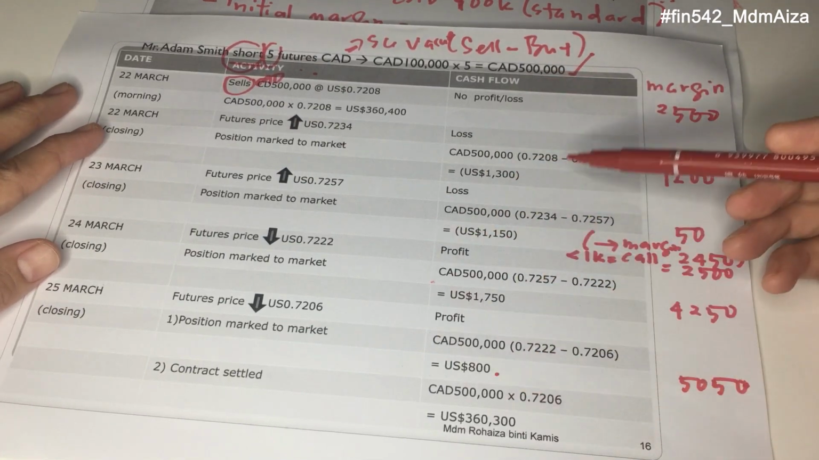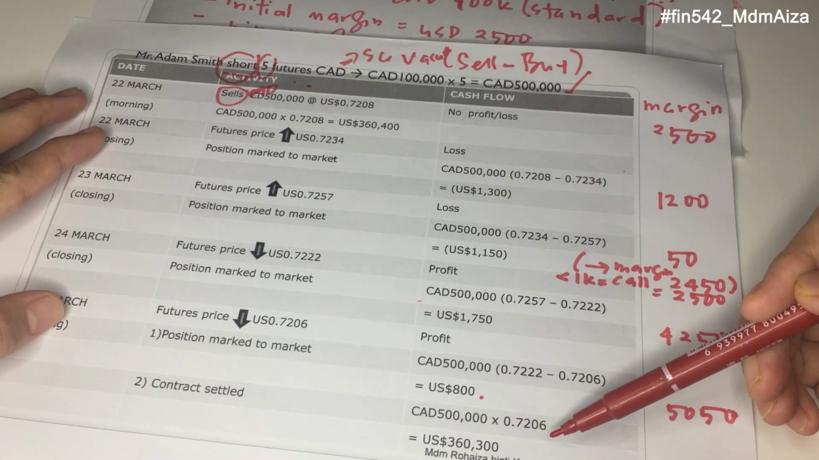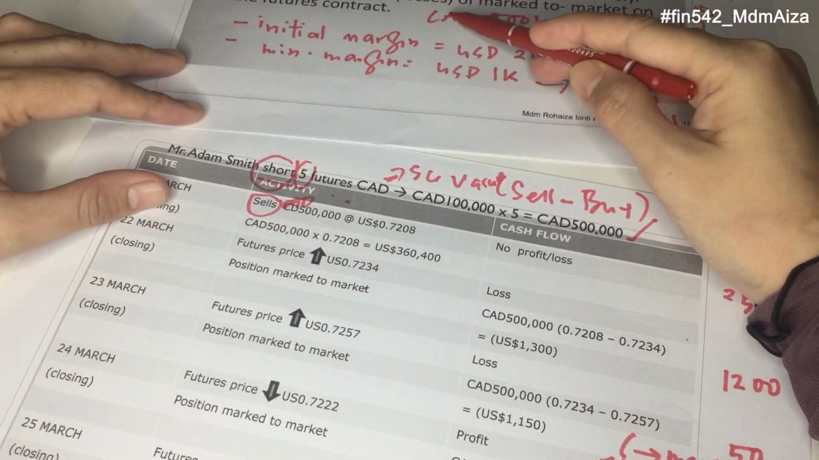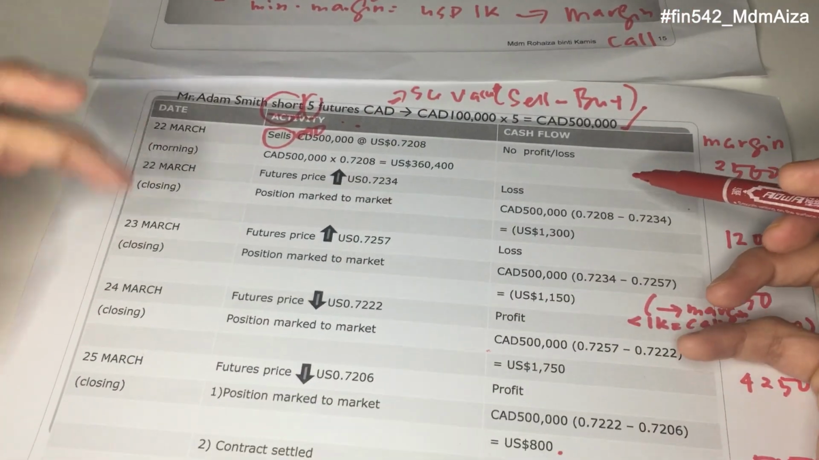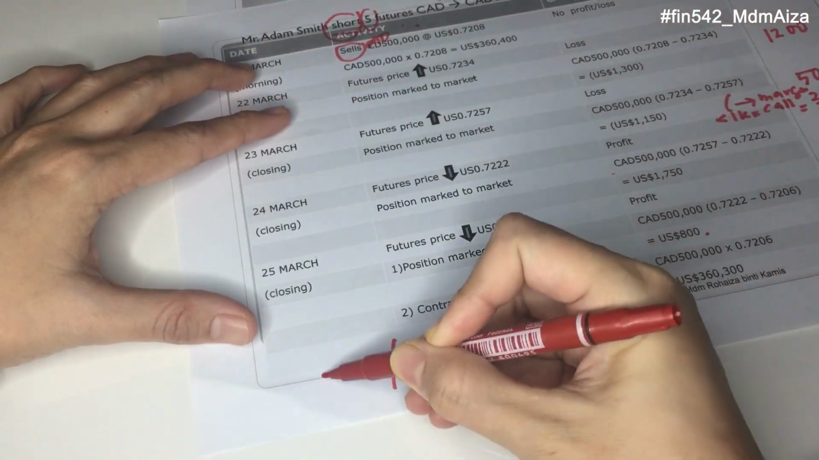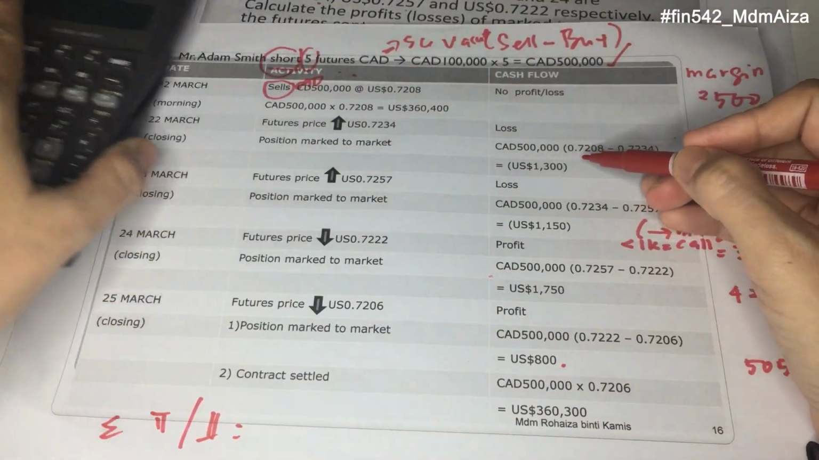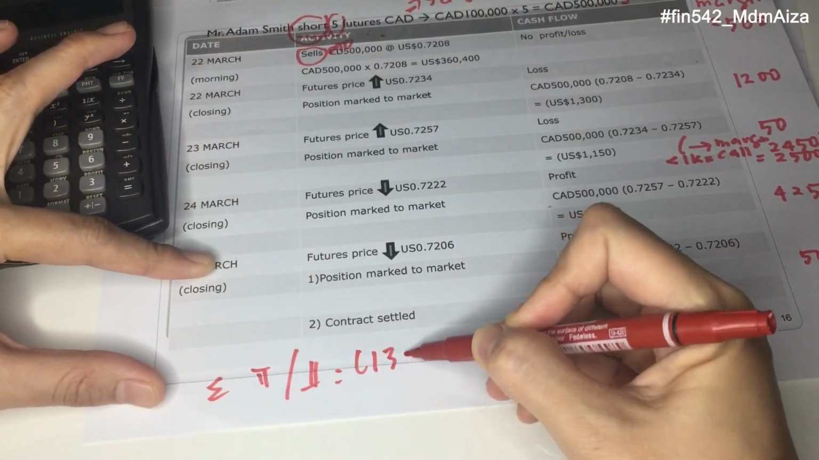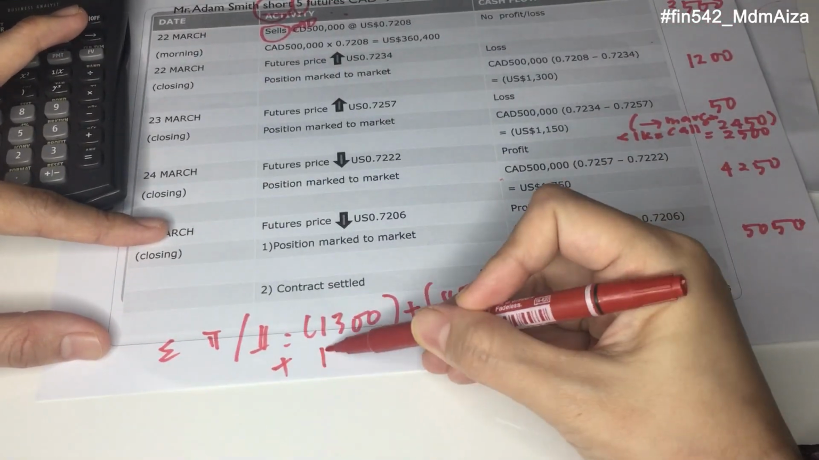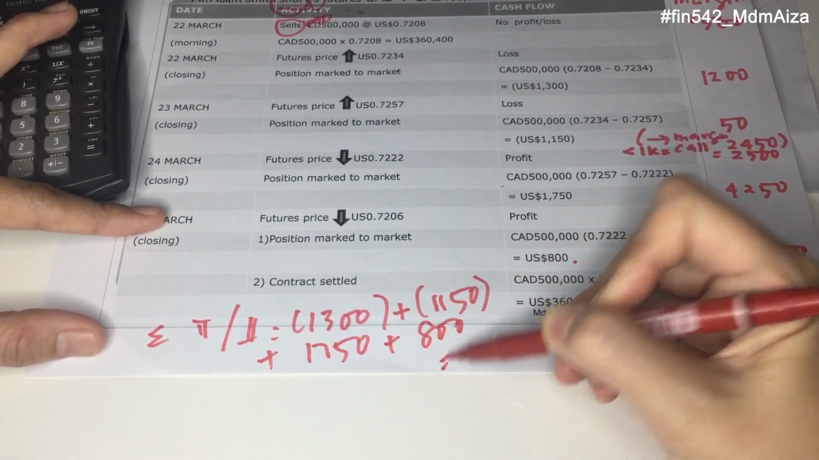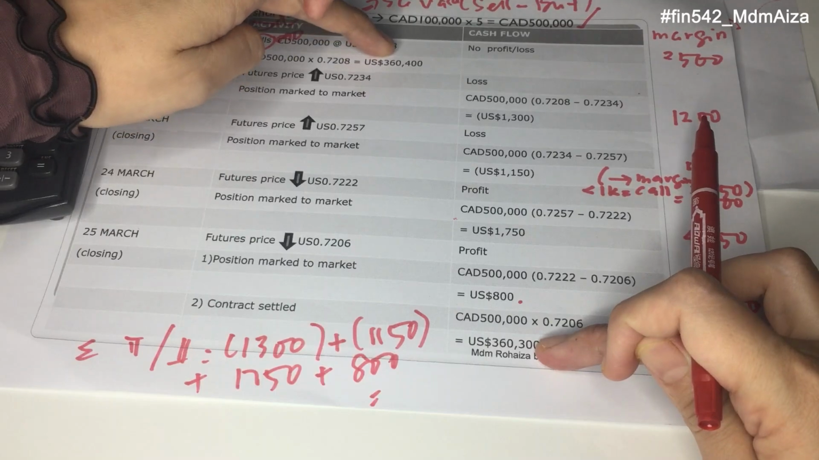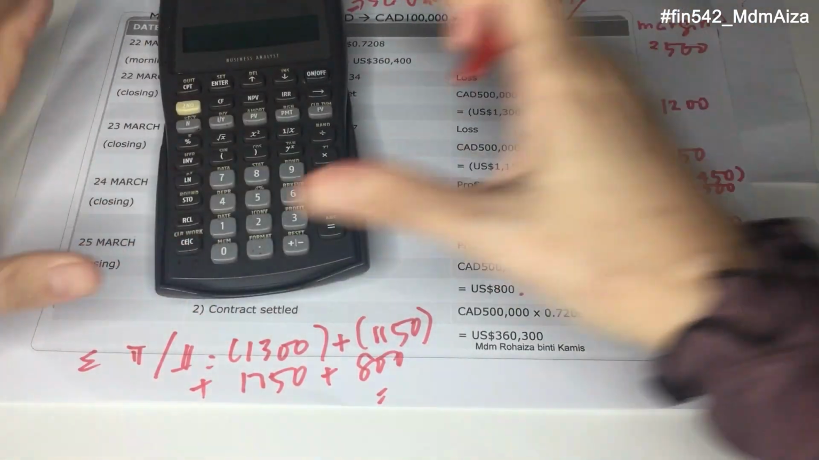Okay, now after we calculate all those things, we are done with the daily mark to market cash flow, and we are done with the margin. The rest is you need to calculate how much the profit and loss of the overall mark to market is from the 22nd to the 25th. The perfect way to calculate is either profit or loss. You take the daily cash flow: 1300, plus 1150, plus 1750, and then plus 800. Just take the mark to market cash flow, these four things. Don't take the others, and then please total it up.